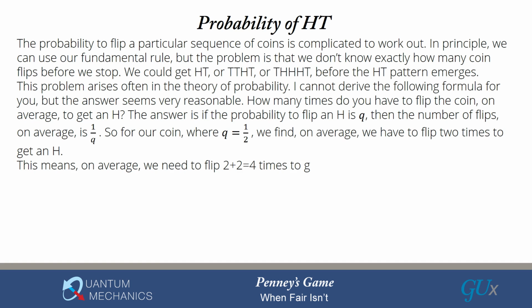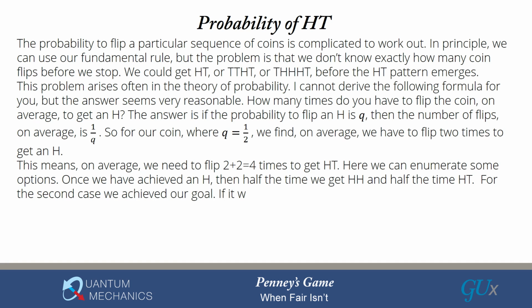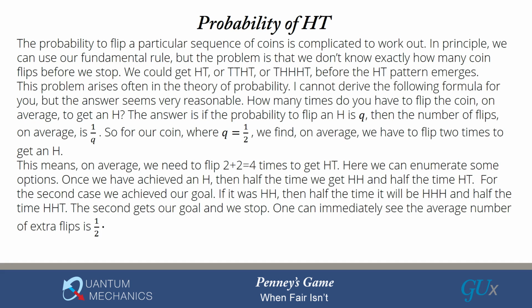So we need to flip then 4 times to get heads, tails. 2 times to get the first heads, and then if I keep getting heads, once I get tails, I will stop, and on average it'll take me 2 more flips to get tails. Okay? So we can think of it in terms of the enumeration as saying that we've already achieved heads, and half the time we'll get heads, heads, and half the time we'll get heads, tails. And for the second case, we stop because we achieved our goal.